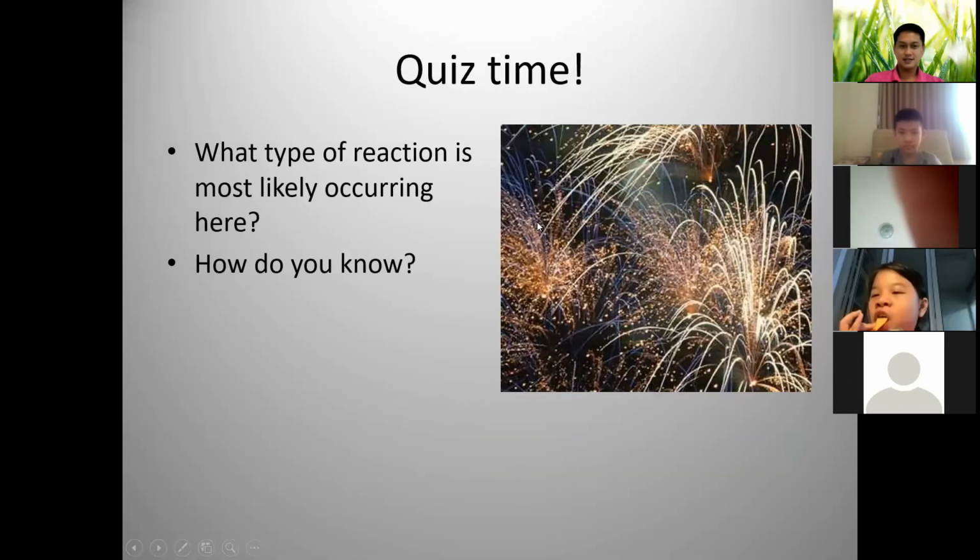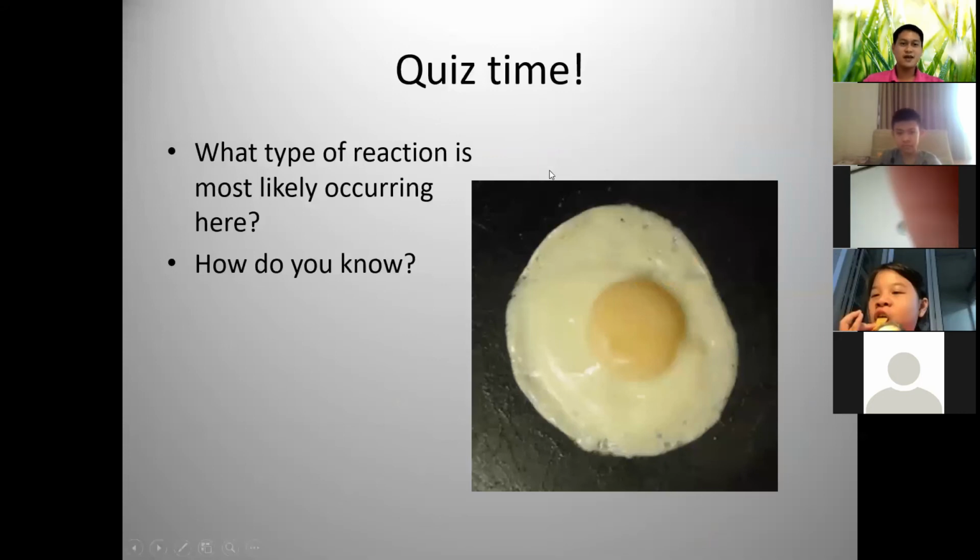Next, what type of reaction is most likely occurring here? Do you know what this is? It's an egg, a sunny side up egg. Is this a chemical or physical change? It's a chemical change. Why? Because it changed from raw egg to cooked egg.